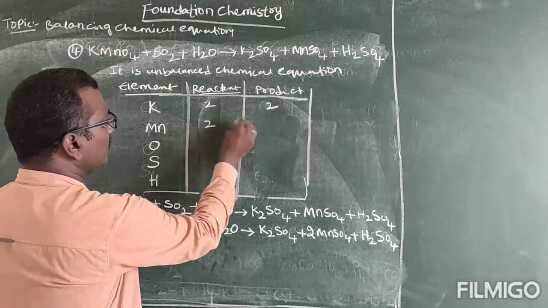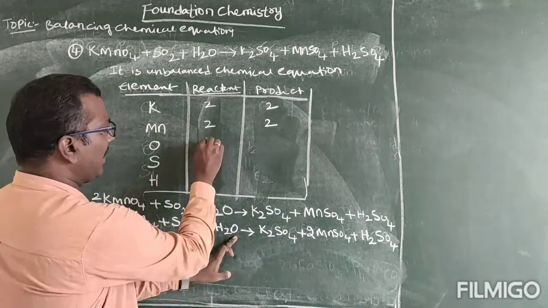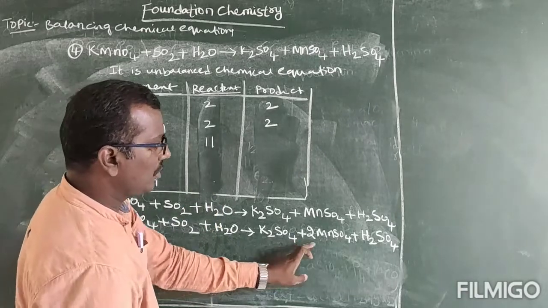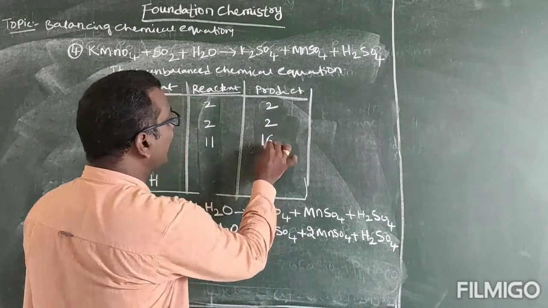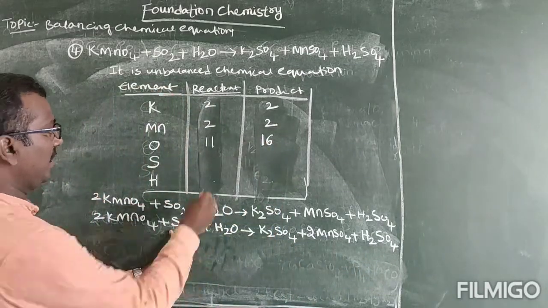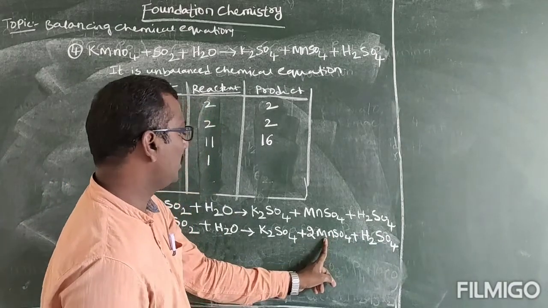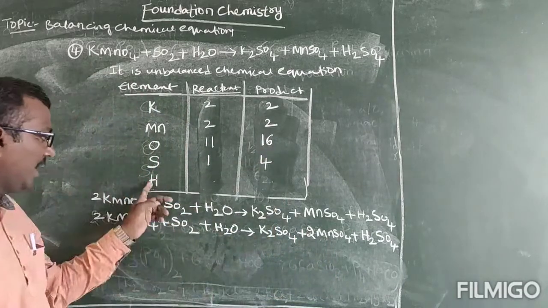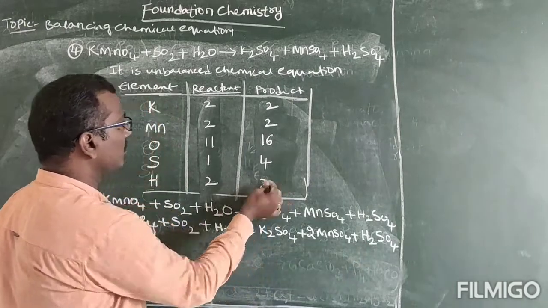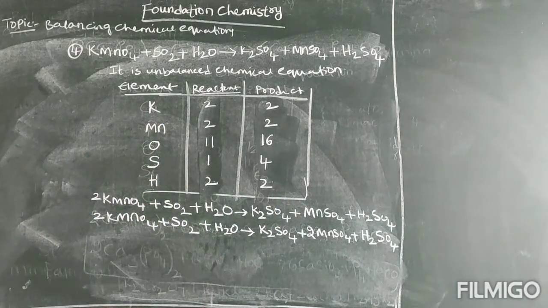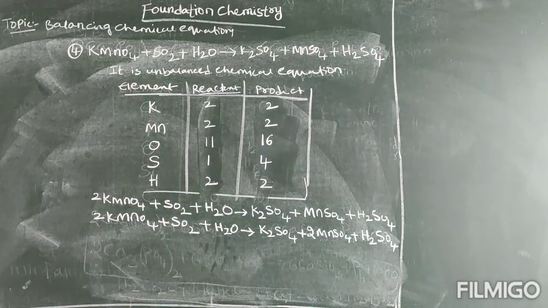Next manganese 2, 2. Oxygens: 4 2s are 8 plus 2 is 10 plus 1 is 11. And here 4 2s are 8 plus 4 is 12 plus 4 is 16. And sulfur here you see 1, but this side 1, 2, 3 plus 1, 4 it came. And hydrogens you see it is 2, here also 2. Now what is not balanced? Sulfur and oxygens. Both are not balanced.